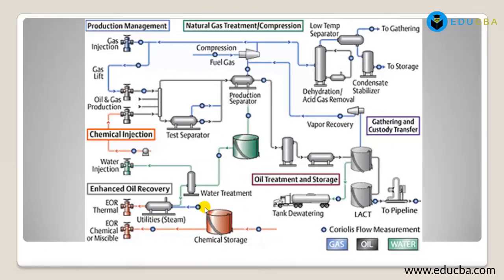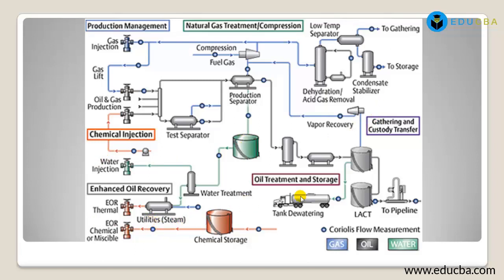This is a typical diagram which shows how oil and gas is produced. These are the various steps and processes which show how the oil is produced, as well as the natural gas. So these are the end products we can see, and we can see how complex the process is.